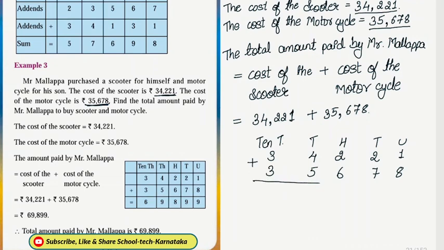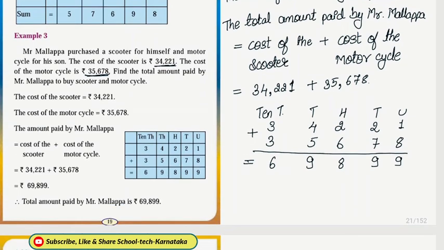So if we add these two addends, we need to start from the units place. 1 plus 8 is 9. At tens place we have 2 and 7. So 2 plus 7 is again 9. At hundreds place we have 2 and 6. 2 plus 6 is 8. At thousands place we have 4 and 5. So 4 plus 5 is 9. And at 10,000s place we have 3 and 3. So 3 plus 3 is 6.